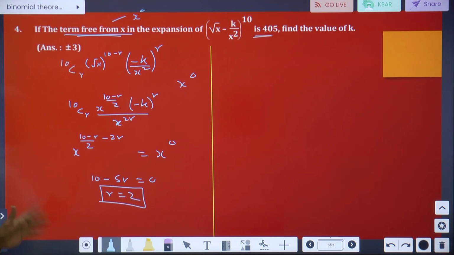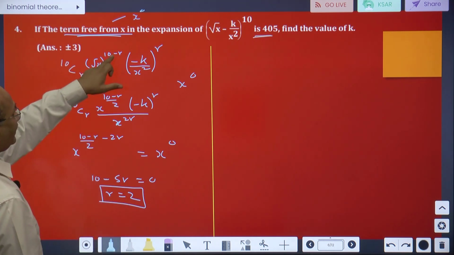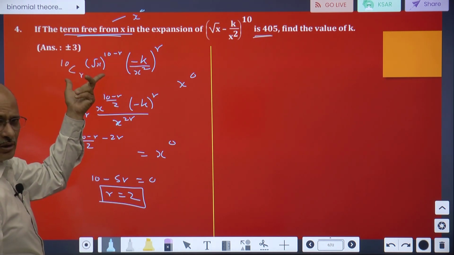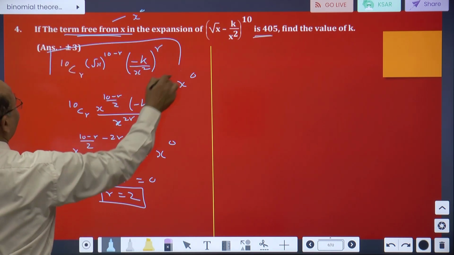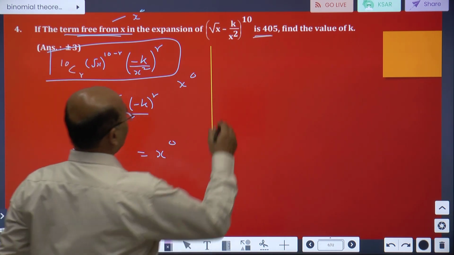Now hold on, wait. Don't jump the gun. Now they are telling us the term free from x. See, when I put r as 2, the term will be free of x. You want to check it out. What will be the term free of x? Remember, this is the term which is free of x, that is when r is 2.